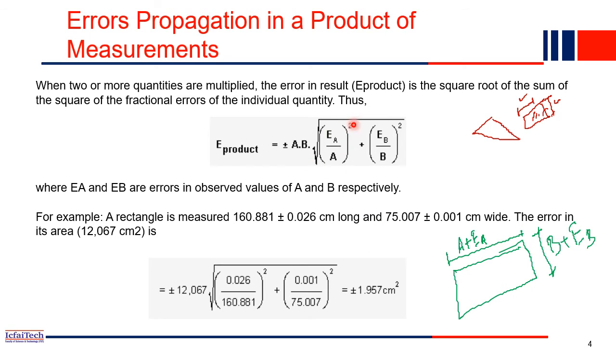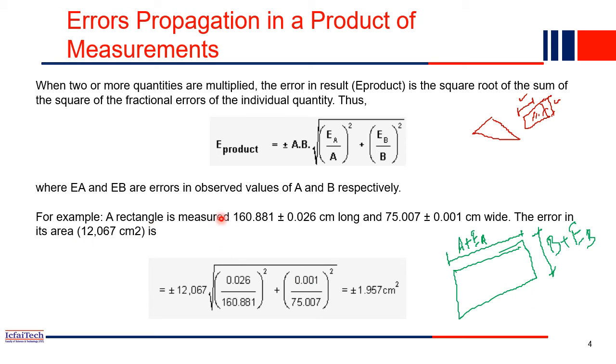This will simply be the square root of (EA by A) squared plus (EB by B) squared, where EA is the error in the A measurement and A is the actual measurement, and similarly EB is the error in B divided by B. That is multiplied by the product, which is the final area of this region, AB. That's how the error is propagated from one measurement to another. EA and EB are the errors involved in A and B respectively.